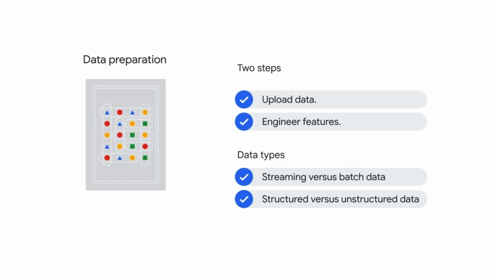Structured data is data that can be easily stored in tables, such as numbers and text. Unstructured data is data that cannot be easily stored in tables, such as images and videos.